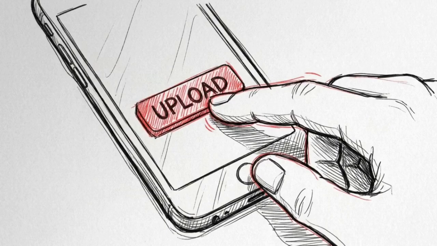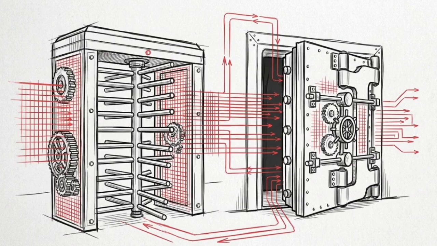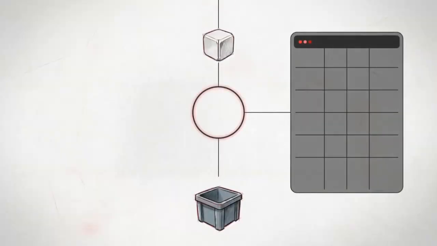The moment you press upload, your video hits a digital entry gate. This gate acts like a security guard, checking your credentials to verify who you are before letting your data inside. This animation shows what happens once you're inside. The system splits your upload.